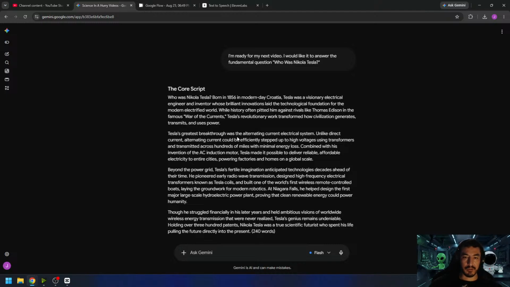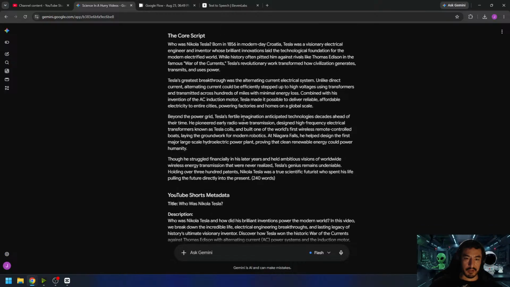Tesla's greatest breakthrough was the alternating current electrical system. Unlike direct current, alternating current could be efficiently stepped up to high voltages using transformers and transmitted across hundreds of miles with minimal energy loss. Combined with his invention of the AC induction motor, Tesla made it possible to deliver reliable, affordable electricity to entire cities, powering factories and homes on a global scale.